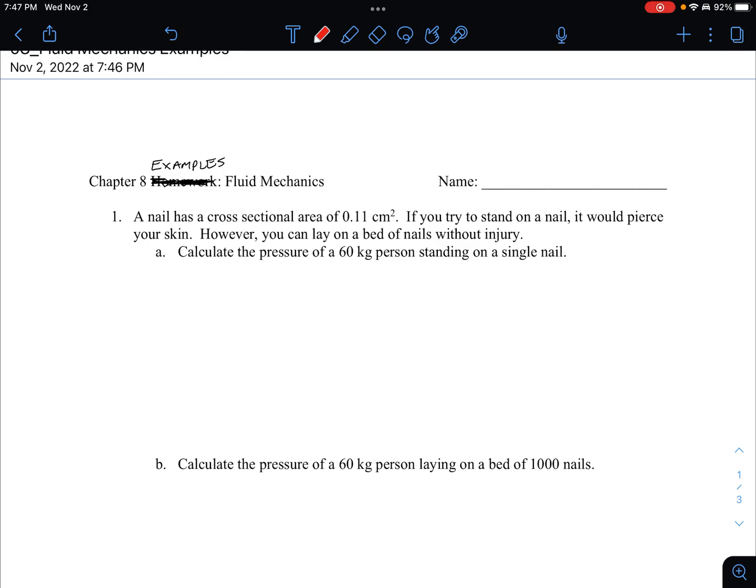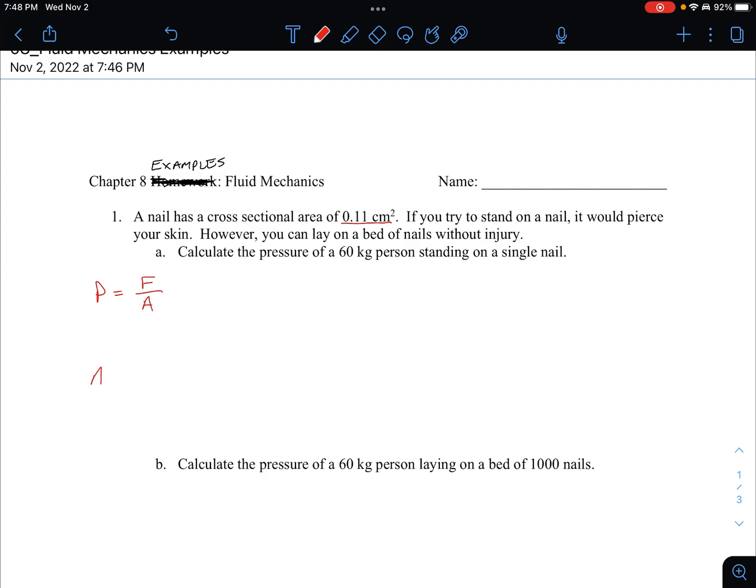First of all, recall that pressure is the force exerted divided by the area. So we need two pieces of information to calculate the pressure. We need the force and the area. The force needs to be in newtons, and the area needs to be in meters squared. We're actually given the cross-sectional area in the problem statement of 0.11 centimeters squared.